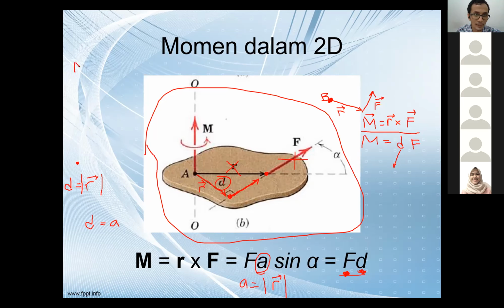So this one, right? Moment is equal to mass moment of inertia multiplied by alpha. Alpha here is the angular acceleration. Then in the translational, we have this: F equal to mass multiplied by A. So the definition is the same. That's moment.